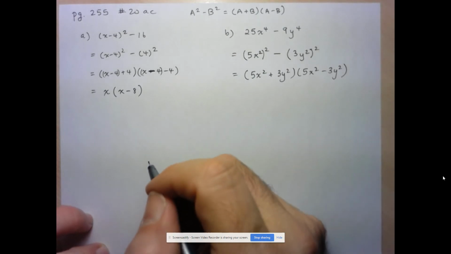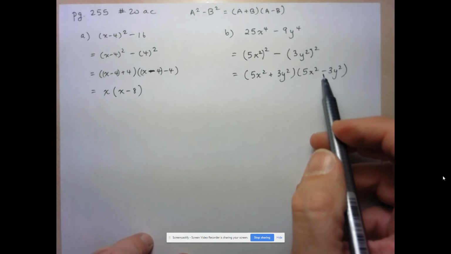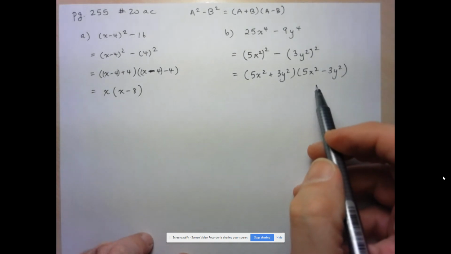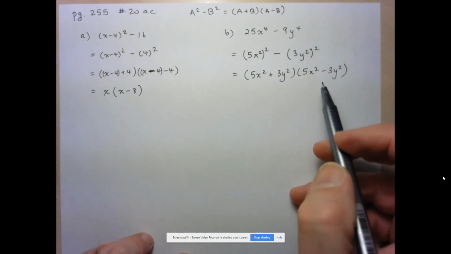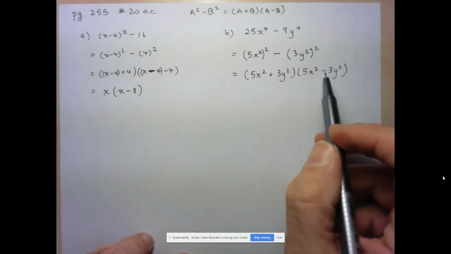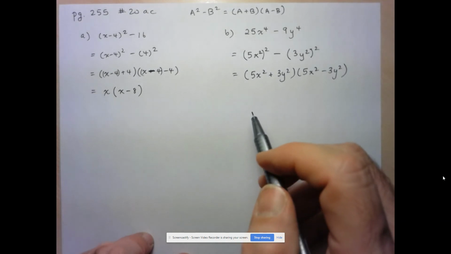Now, if I take a look at this second expression, I again see two terms that are being subtracted. Could this be another difference of squares that I can factor a second time? Well, in this case it turns out no, because 5 is not a perfect square and 3 is not a perfect square. So that's not the case.